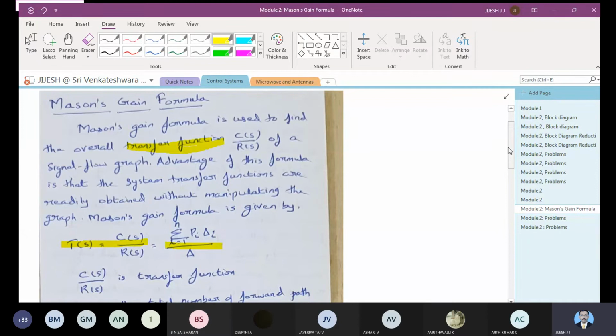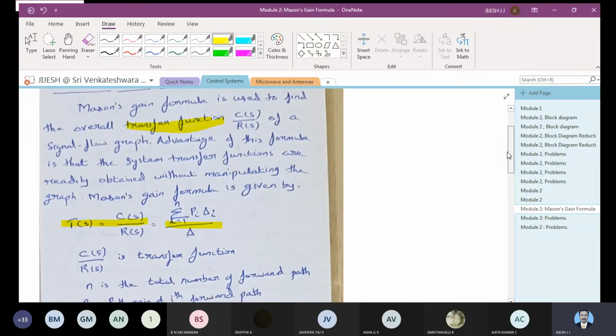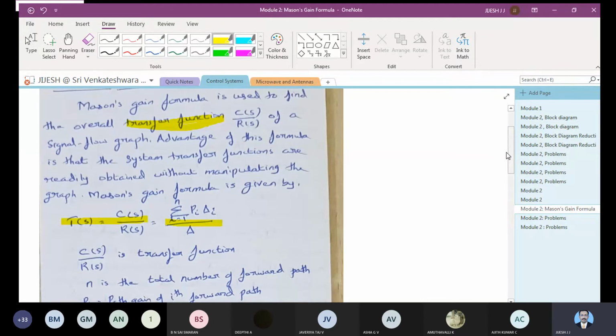So we will see that the transfer function T of S is equal to C of S by R of S, summation of I equal to 1 to n, Pi delta I divided by delta. We will try to understand what n is, what I is, what delta I is, and what the value of delta is. So we will try to understand Pi, then delta I, this summation part and this delta. If you understand these things, we can try to solve this problem. So let us try with that.